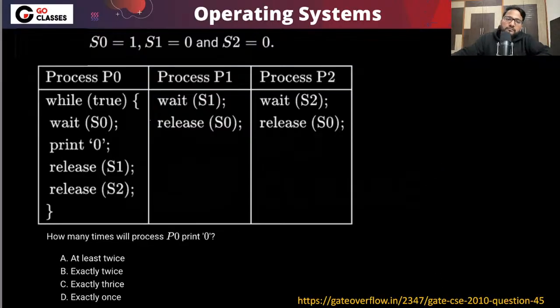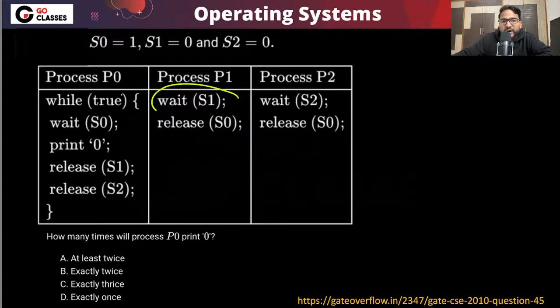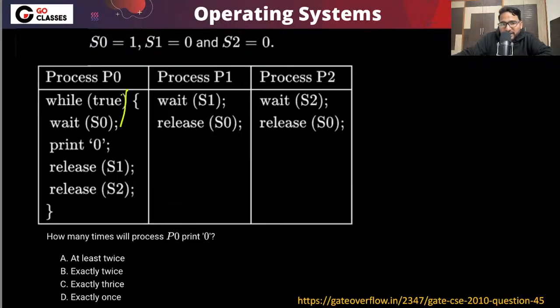Now you see this S0 is 1, which means you can definitely execute this, and then you can print 0. Then you can release S1, then you can release S2. Here you have wait S1 and wait S2, so you can't execute P1 and P2 at first. You must execute this first, and you have printed 0 once.